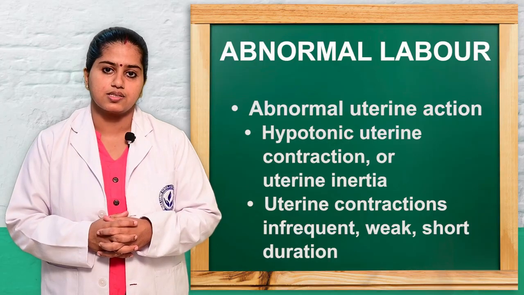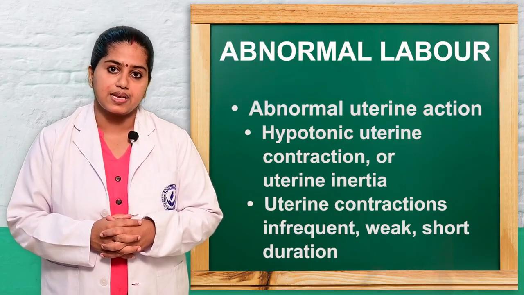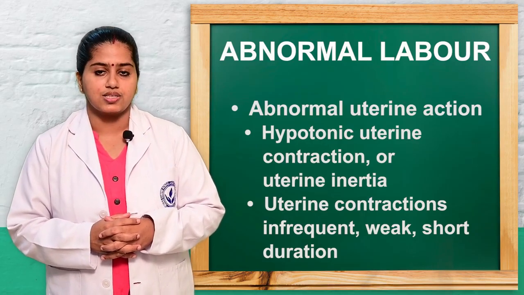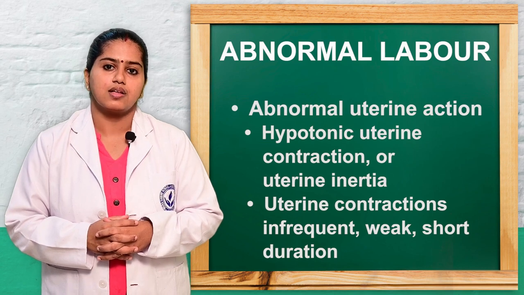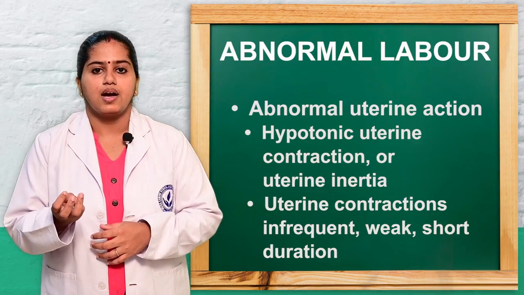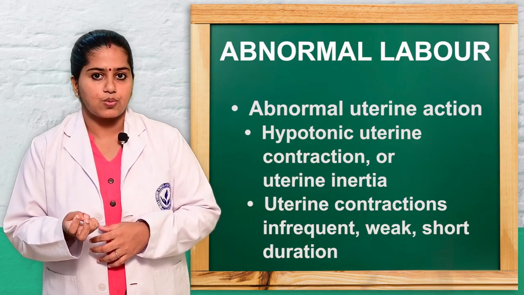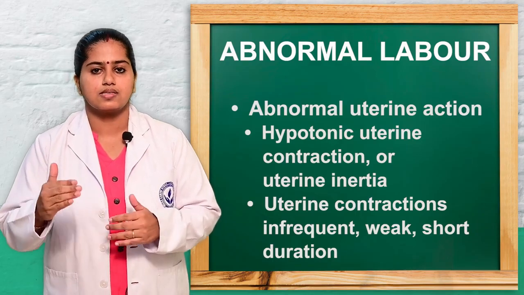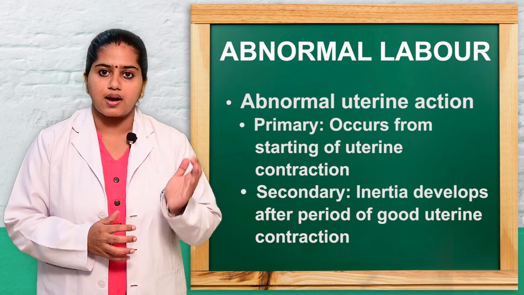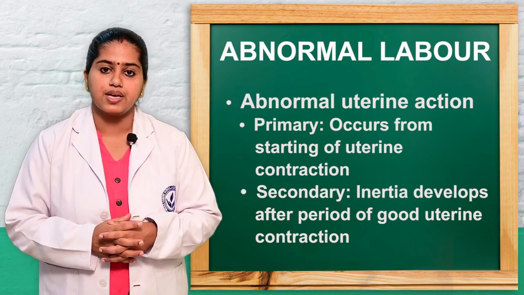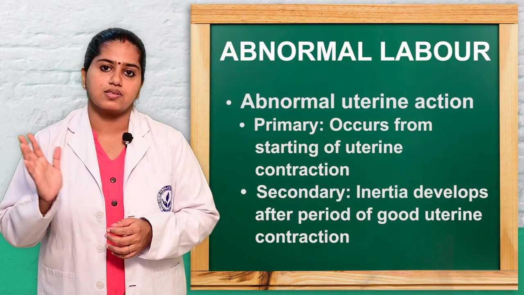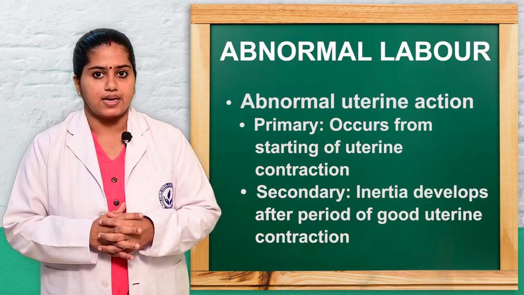In abnormal uterine action, there is uterine inertia: primary inertia and secondary inertia. In uterine inertia, there are ineffective, infrequent uterine contractions, and the uterine actions will be very weak. The uterus has to go with adequate contraction, intensity, frequency and duration, but these will all be weak. In primary inertia, the uterine activity is weak from the starting period itself. In secondary inertia, the uterine activity is good in the starting phase, but as labor progresses, the uterine activity decreases.